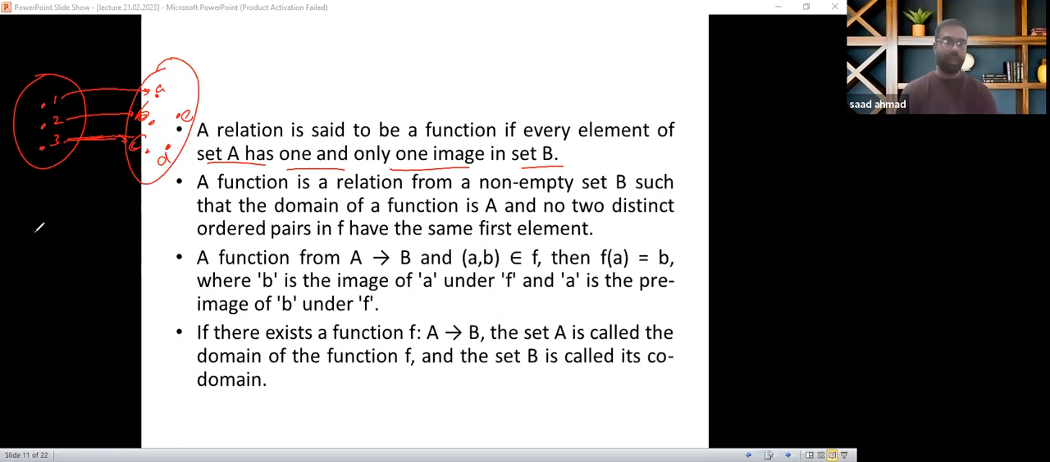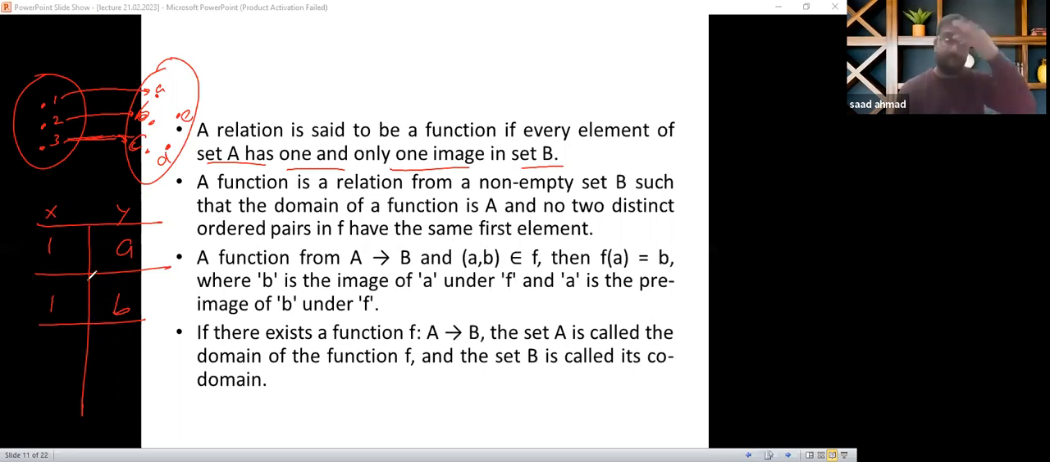Like, if we write it in set notation or in table form, it's not possible that 1 gives me A and then 1 also gives me B. That's not a function. This is a relation, but this relation is not a function.